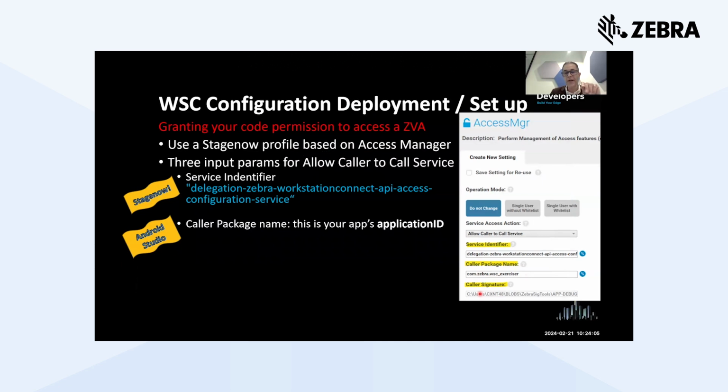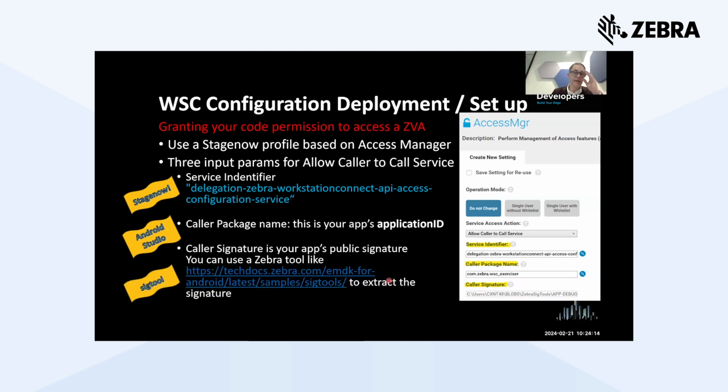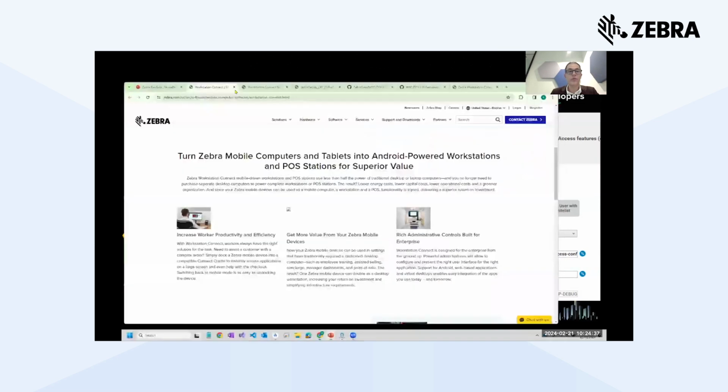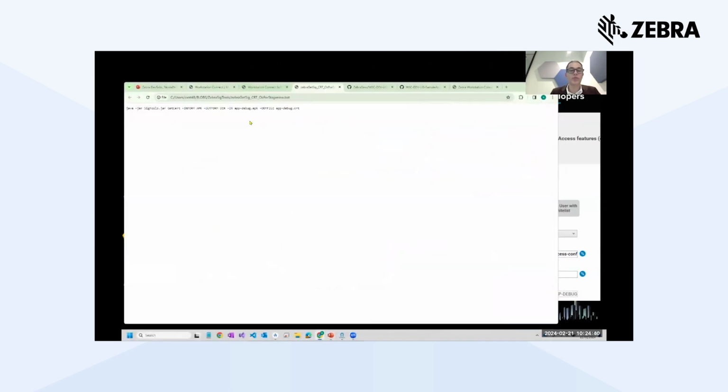value. Finally, you also need to add the caller signature, so your application public signature, which is available in several ways. We have made available in our techdocs.zebra.com website at the address that I'm showing here, a specific tool that is called SIG tool. It's a command line tool that requires Java, and I can show the syntax of the command needed to extract the public key from the public certificate from any APK.